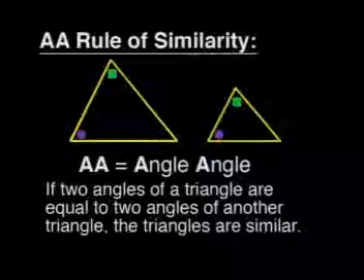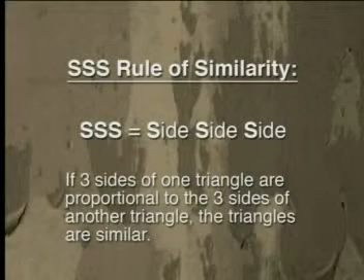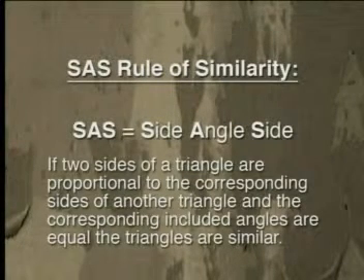Let's recap them. We discovered the AA rule of similarity. If two angles of a triangle are equal to two angles of another triangle, the triangles are similar. The SSS rule of similarity. If three sides of one triangle are proportional to the three sides of another triangle, the triangles are similar. The SAS rule of similarity. If two sides of a triangle are proportional to the corresponding two sides of another triangle and the included angles are equal, the triangles are similar. I think that the AA rule of similarity can help us solve this problem.